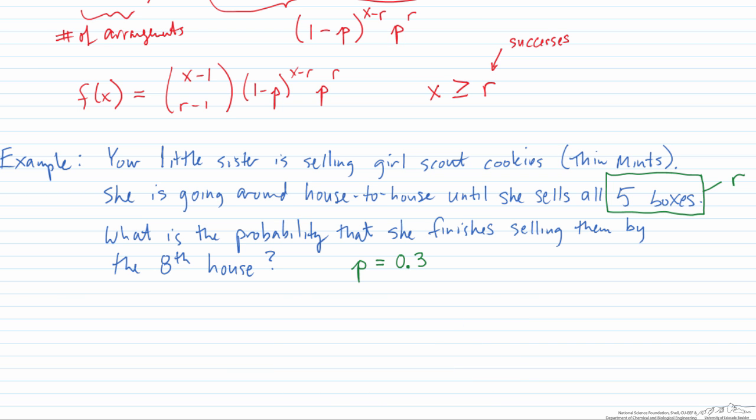She could get really lucky, and in 5 houses, she could sell all 5 boxes. Or she could sell them on the 6th house, or the 7th, or the 8th. So really, this is sort of an at least problem, or you have multiple possibilities. So if we sum up the probability that you'll finish selling them on the 5th, 6th, 7th, and 8th houses, that's going to answer our question of by the 8th house.